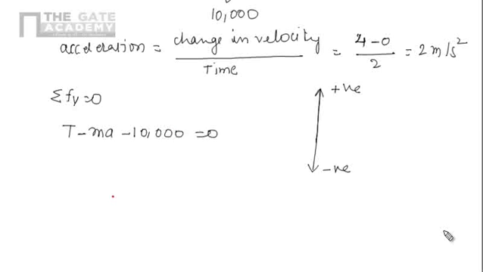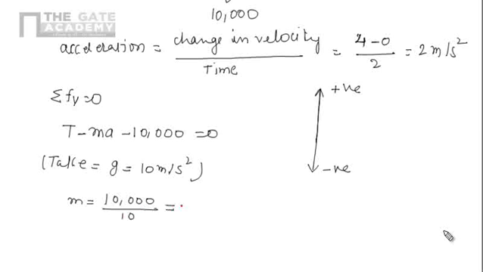Now the 10,000 is the weight, so for the mass, roughly let's take g equals 10 meters per second square. So mass will be 10,000, that is weight, divided by 10, which is 1000 kg. So here, now we can write T equals 10,000 plus MA.